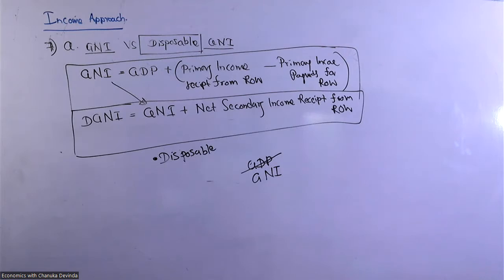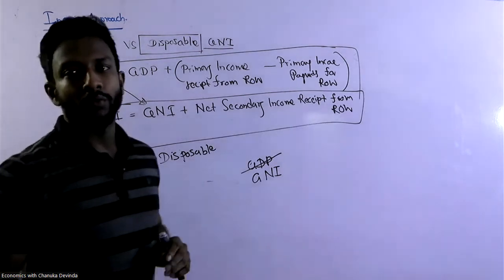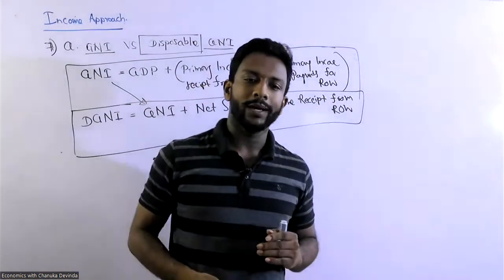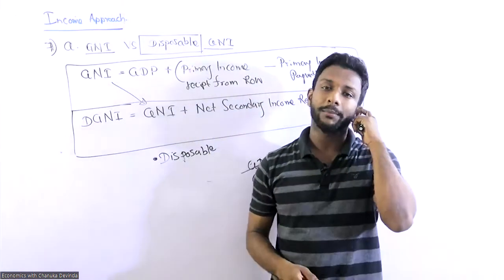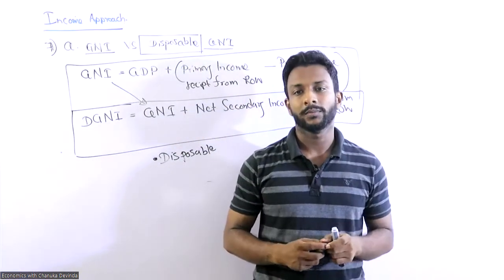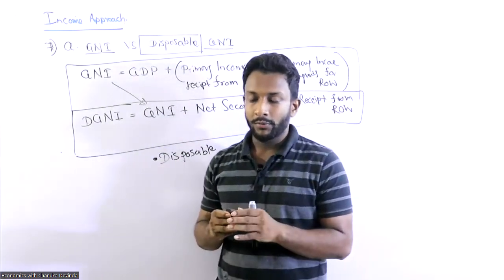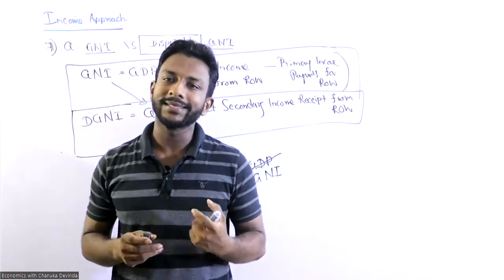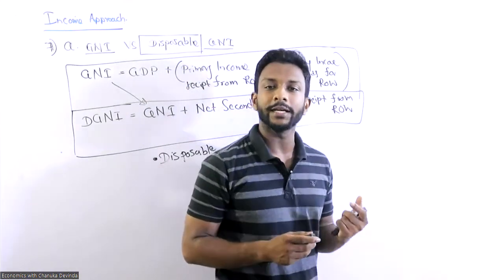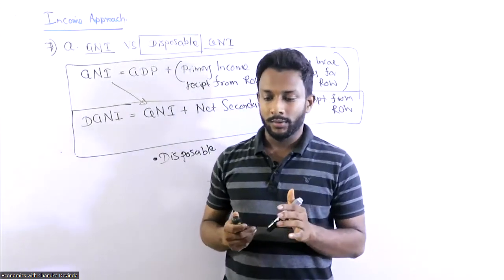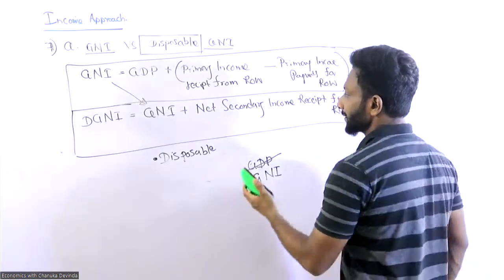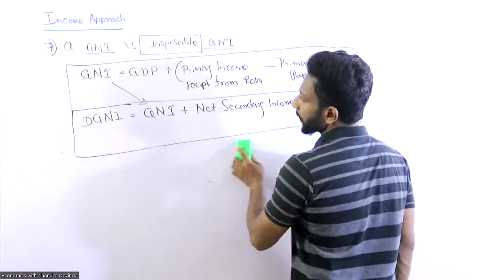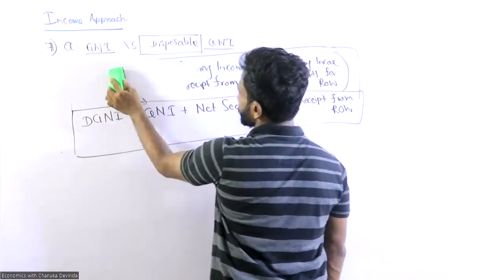Right? Or else we can identify disposable national income in another way, because we know what disposable income is. That means disposable income. I'll erase this and this.